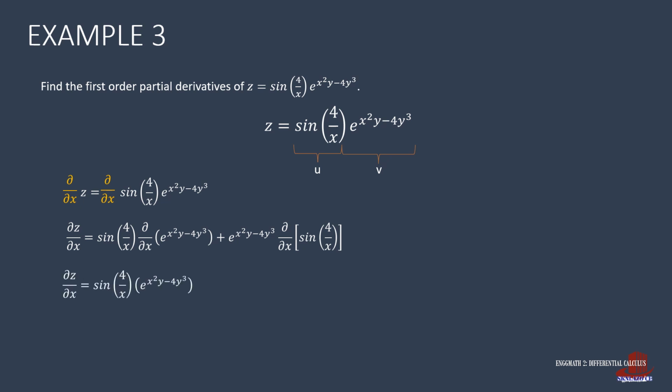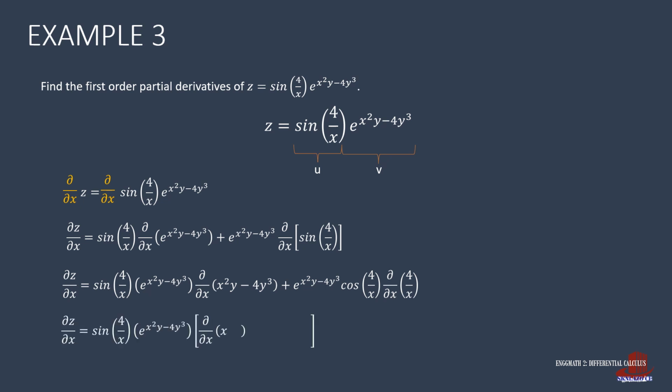This can be further solved as sine of 4 over x times e raised to x squared y minus 4y cubed times the derivative of the exponent x squared y minus 4y cubed, plus the second term with e raised to x squared y minus 4y cubed times cosine of 4 over x as the derivative of sine, times the derivative of 4 over x.